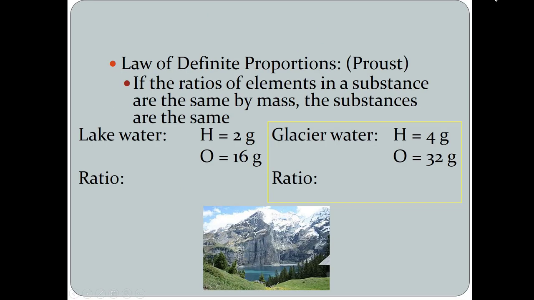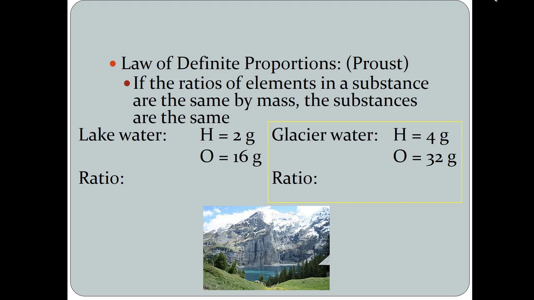All right, let's look at a second law. This is the law of definite proportions. A scientist by the name of Proust was the one that discovered this, again right around the same time as Lavoisier's time. And this law of definite proportions says that if the ratios of elements in a substance are the same by mass, then the substances are the same.